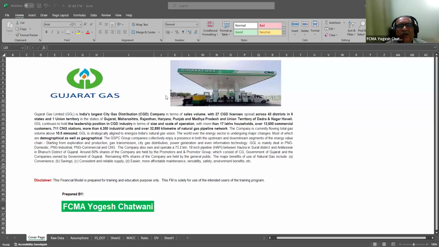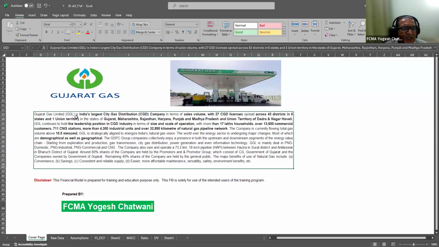So this is the financial model of a company called Gujarat Gas Limited. This is the cover page of that company. The cover page describes a brief about the operational activity of the company, which gives a brief idea about what exactly this company is doing. So the brief about this company is highlighted here.